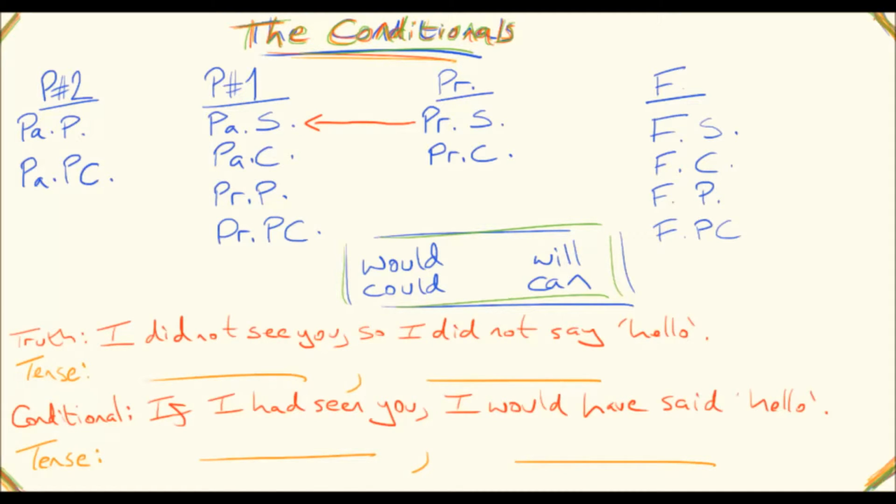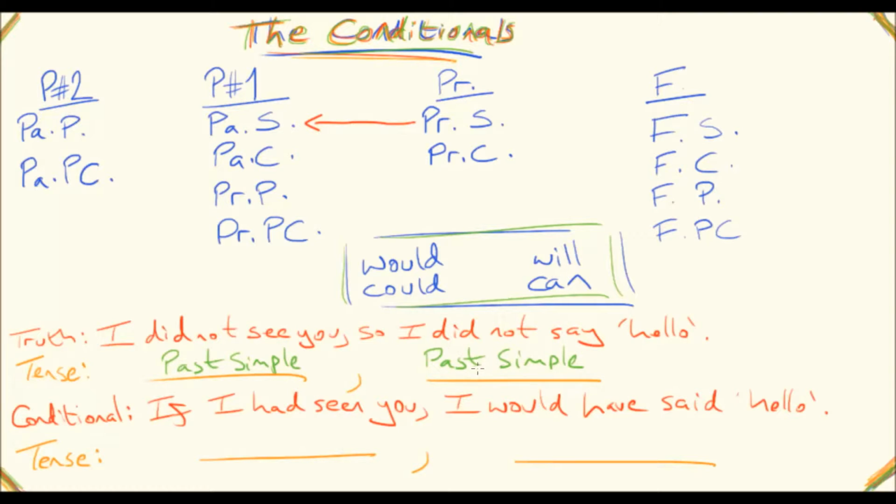We've got the truth. I did not see you, so I did not say hello. Well, what tenses do we have there? I did not see you. We've got past simple, right? I did not see you, so I did not say hello. Again, we're dealing with the past simple.